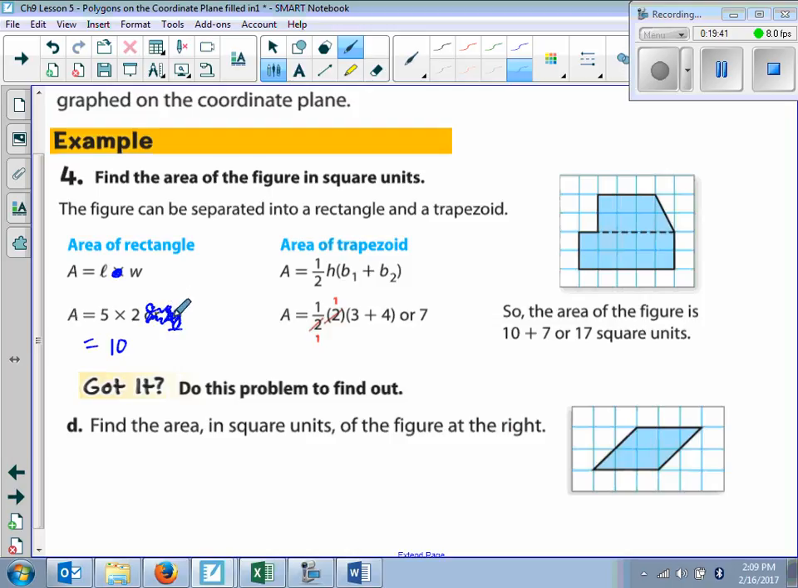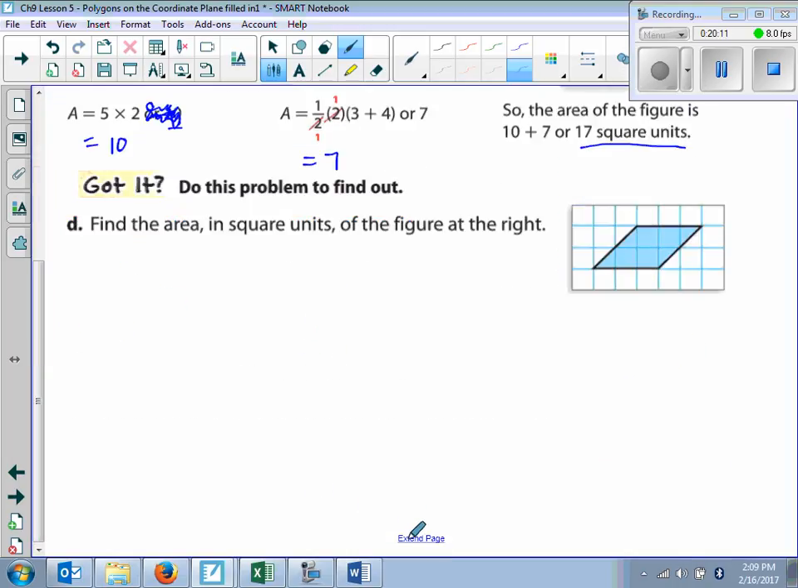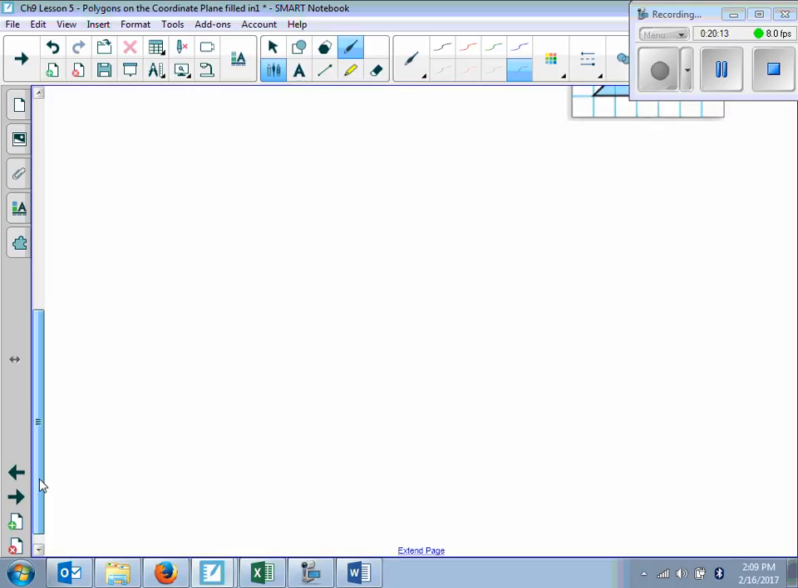Is everyone with me? Yep. All right. Then the formula for the area of a trapezoid is 1/2 times the height times the sum of the bases. So when we do that, we substitute in, simplify before we multiply, and the area of a trapezoid is 7. So when we add them together, 10 plus 7, that gives us 17 units squared. Is everybody clear? All right, so let's do this one together.